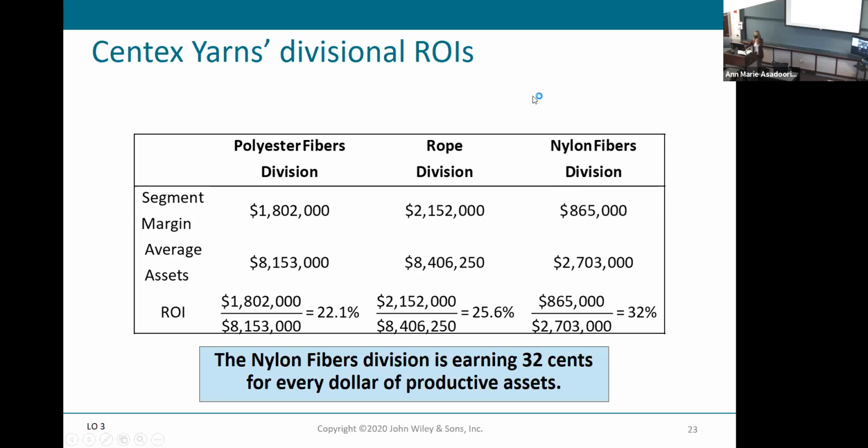And when I look at ROI, basically what I'm looking at is how well these assets are doing generating net income. So here's your segment margin, right? Segment margin when you're evaluating the segment. And then here are your average assets. And you can see when you're comparing the ROI to the 3 different divisions, that nylon fiber division is actually outperforming the other 2 divisions. When I look at this 32%, which is the net operating income or segment margin over assets, what this is basically telling me is that for every dollar I invested in an asset, I'm earning 32 cents in net income, right? My net income is 32% of my asset or my segment margin here. So nylon fibers division is actually doing a good job choosing assets that are generating a good net income.